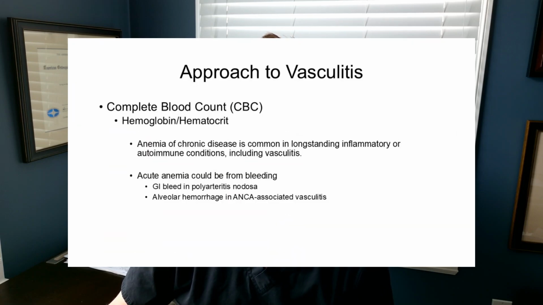Looking at the patient's hemoglobin is going to be important too. A lot of these patients, if they've got a chronic inflammatory process, might have an anemia of chronic disease, so it helps if you have other lab work to prove that this is chronic. Acute bleeding could happen from things like alveolar hemorrhage or a possible GI bleed, which is why it's important to ask them about that in the review of systems, and you may see a reflective drop in the patient's hemoglobin.